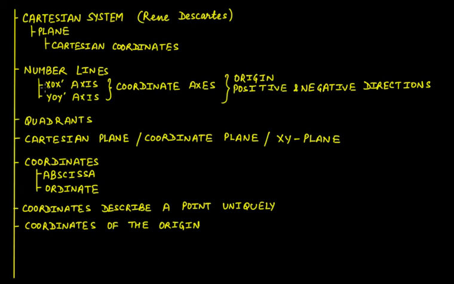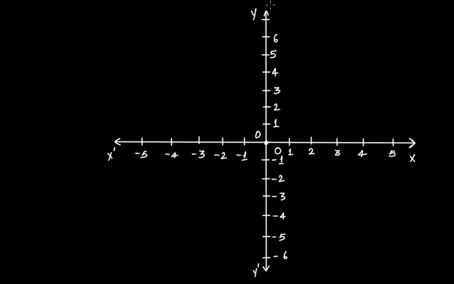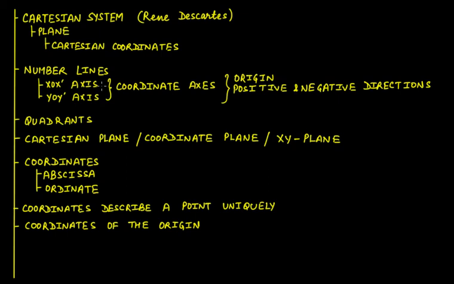Okay. So the number lines: XOX dash axis and YOY dash axis. This is one axis, we call it the YOY dash axis, and the XOX dash axis, and in short we say the X and Y axes. This is the plural of axis. So XOX dash axis, YOY dash axis, and coordinate axes.